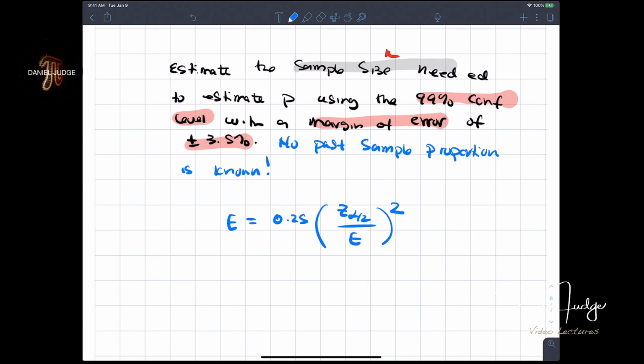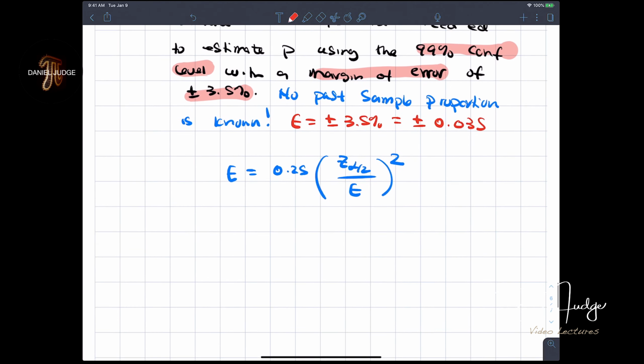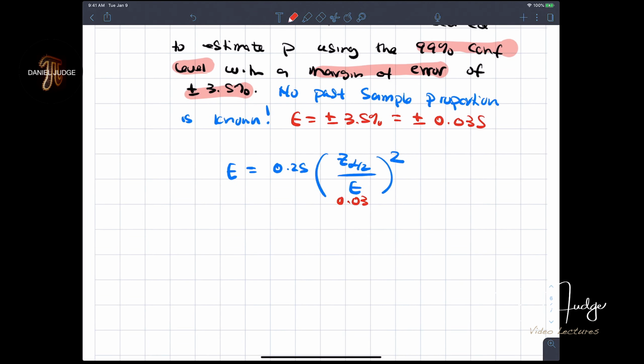So we need to plug things in. I know the margin of error here, they're telling me error is plus or minus 3.5%. We really have to write down the right way of describing 3.5%. So it's going to be 0.035. Okay, you always use in any computation the decimal version of 3.5%. You move that decimal place 2 spaces to the left.